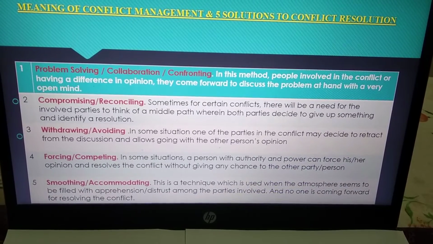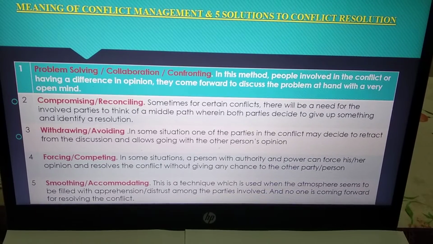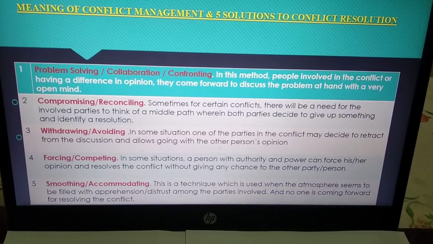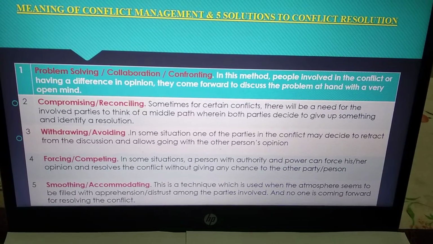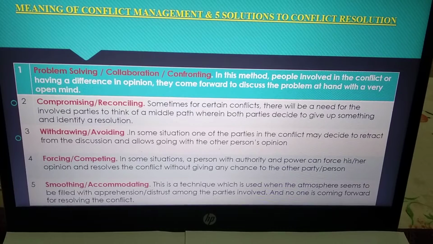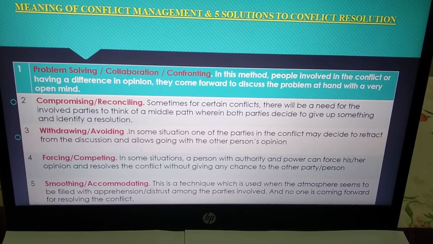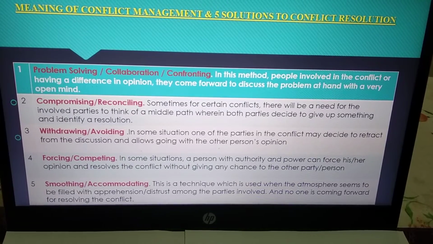Second way is compromising and reconciling. In this method, sometimes for certain conflicts, there will be a need for the involved parties to think of a middle path wherein both parties decide to give up something and identify a solution.